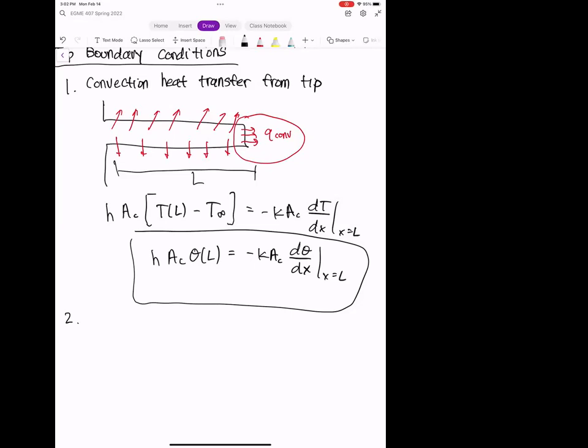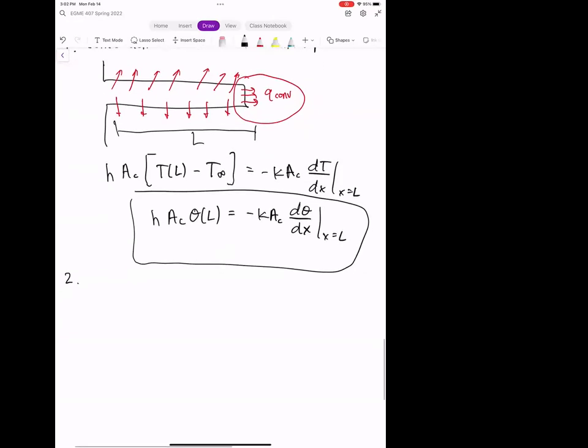The second tip condition is that we're going to assume that the heat loss at the tip of the fin is negligible. In other words, if we assume that the heat transfer off just the tip of the fin is small, then we can basically assume that the tip is adiabatic.